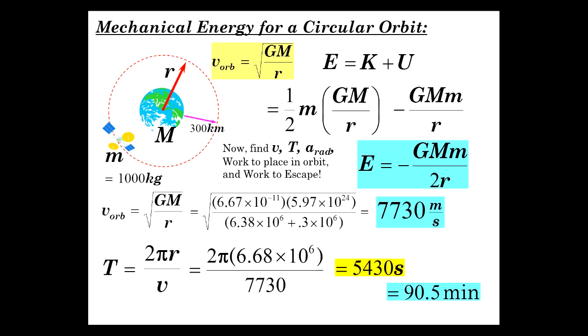That's kind of an interesting rule of thumb. You can assume something in orbit around the Earth takes about an hour and a half. Granted, it depends on the radius, but this is pretty typical. About an hour and a half for an orbit around the Earth.